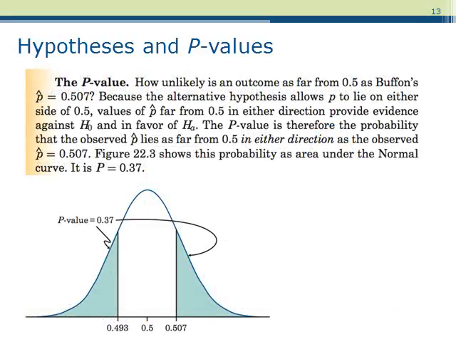Recall, the p-value is the probability we would observe something at least as extreme as p̂. These p-values can be visualized as the tail probabilities under a normal curve. In this example, the observations that are at least as extreme as 0.507 are those that are at least 0.007 away from the mean. So the p-value in this case is equal to the sum of the two tail probabilities. Using Table B, we find that the p-value in this example is 0.37.